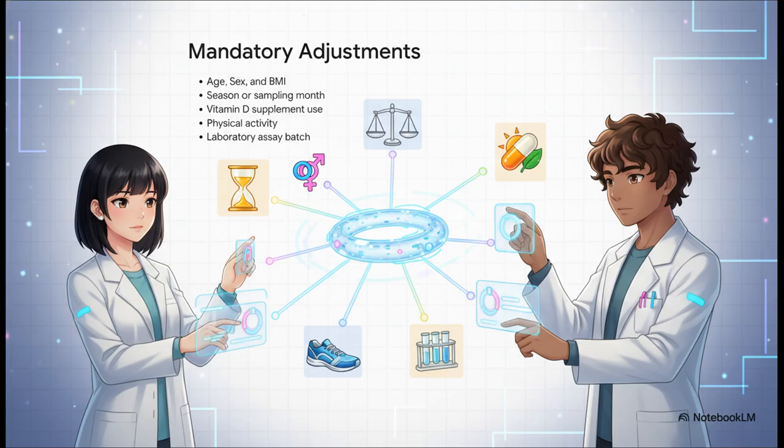You've got to adjust your models for age, sex, BMI, the season or the specific month of the sample, any vitamin D supplement use, physical activity levels, and yes, even the specific laboratory assay batch. Plus, if your sample size is large enough, testing for interactions between vitamin D and variables like sex and BMI is absolutely vital. Large datasets have consistently shown that associations can differ significantly across these demographics.